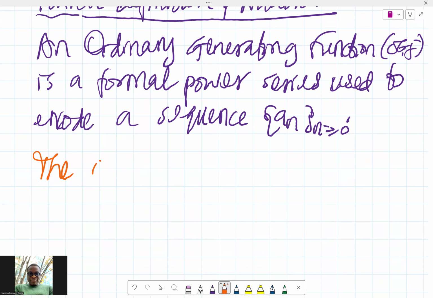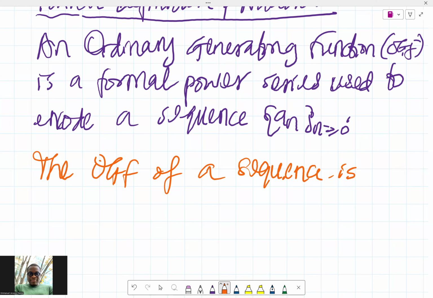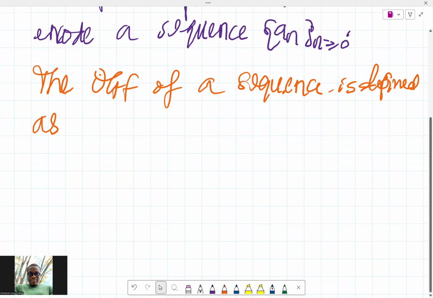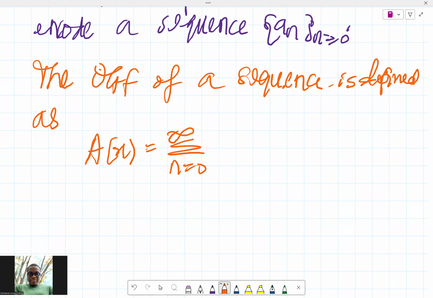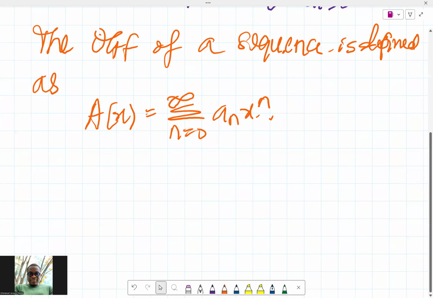The ordinary generating function of a sequence is defined as, usually we like g of x, but here we can say A of x, the summation from n equals 0 to infinity of a_n x raised to power n. This is the ordinary generating function for a sequence.